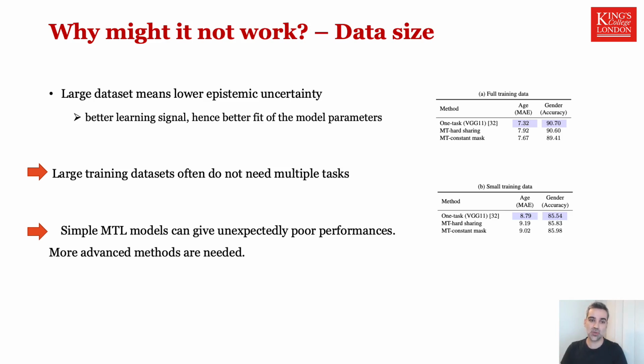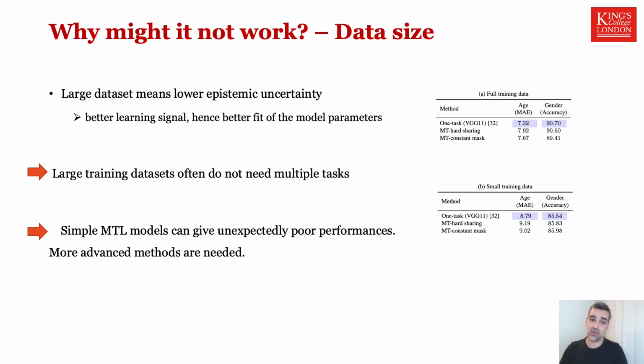And you normally see what these results that you see here on the right of these slides show, where multitask learning tends to have slightly worse performance than the model that is trained on only one task. So for example, if you train a VGG to predict the age of a person from a picture, it gives you a mean absolute error of 7.32, while if you use multitask learning, it will end up with a slightly worse result of 7.92.